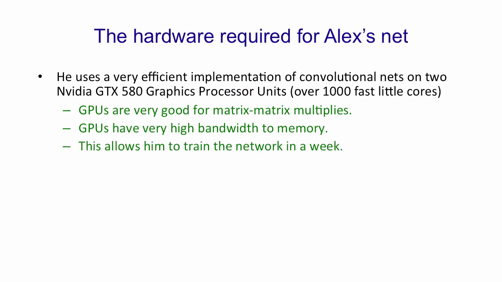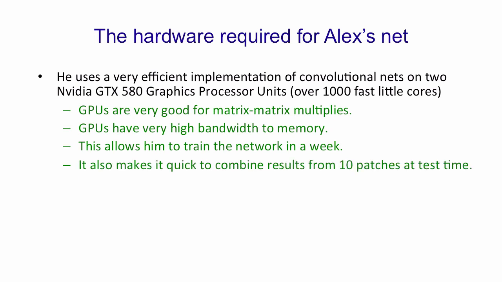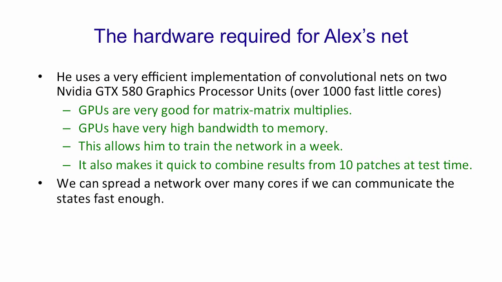Using all that hardware, he could train his final network in a week, and he could also combine results from 10 different patches at test time very quickly. So at test time, he can run at just about the frame rate. In future, we're going to be able to spread this kind of network over a large number of cores.